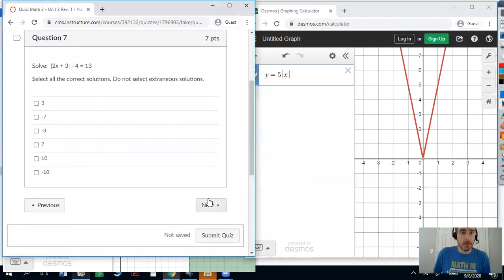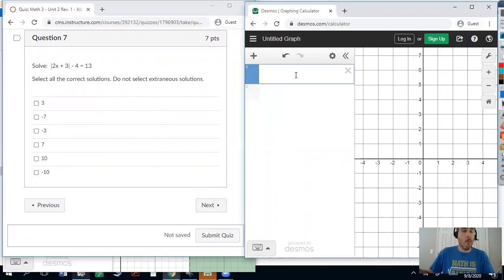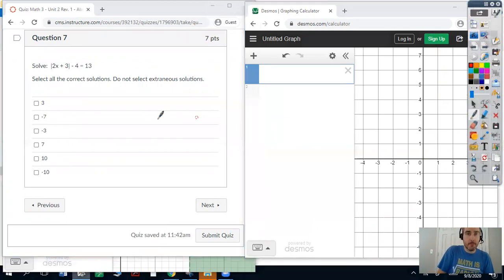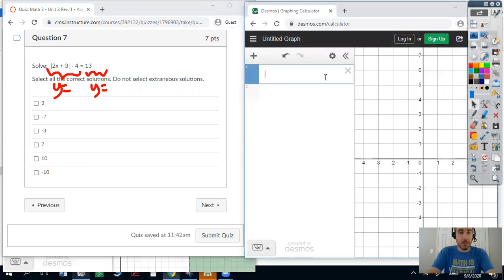All right, question 7. State all the correct solutions. Do not select extraneous solutions. All right, for 7, what you can do, you can take the left side of the equation, you can say y equals that. Put it in Desmos. Take the right side of the equation, say y equals that. Put it in Desmos. Find where they intersect. I'll also show you how to do this by hand.